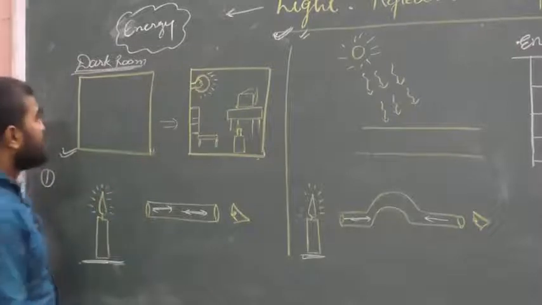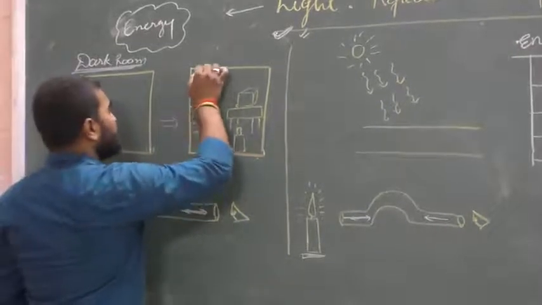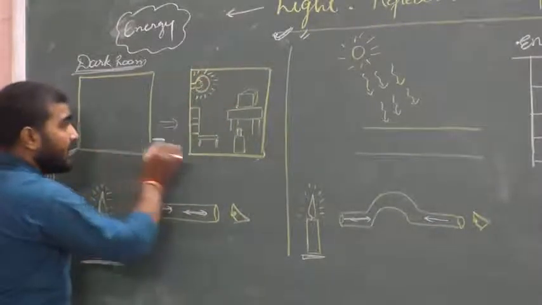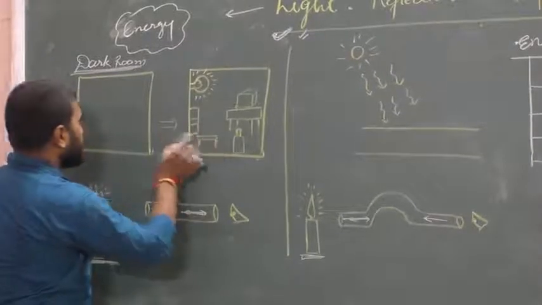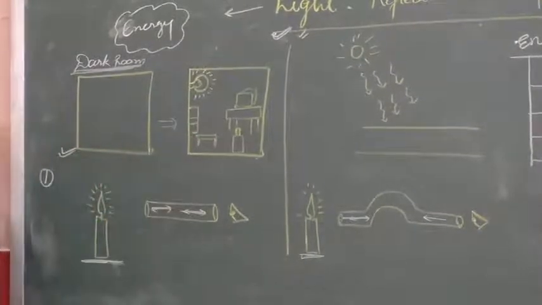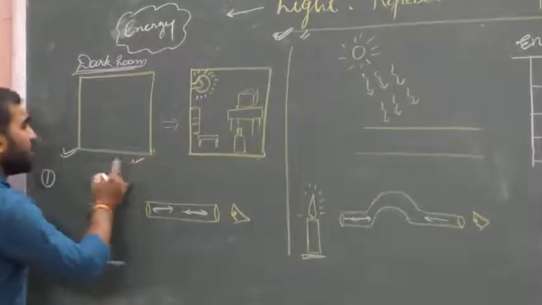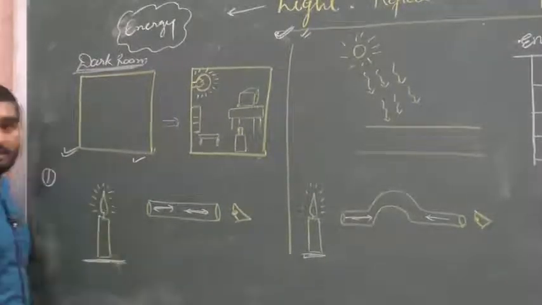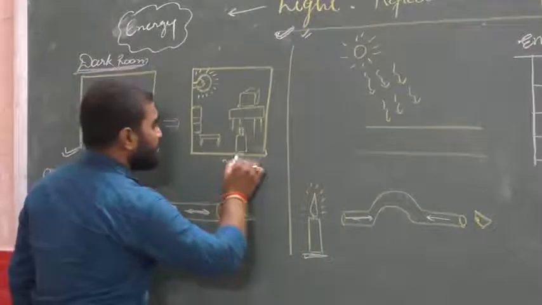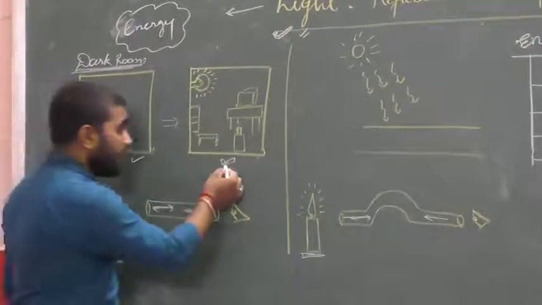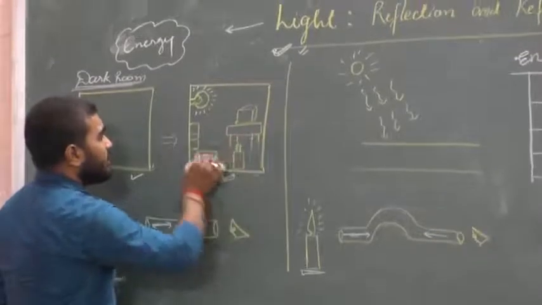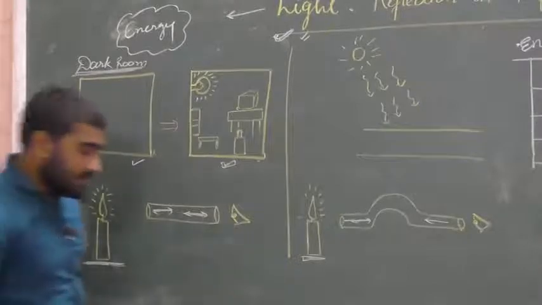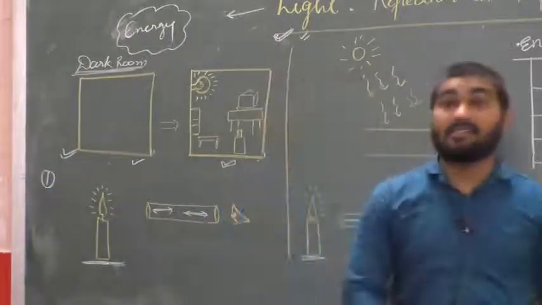But when we switch on the electric bulb of this room, then each and every object which is present in that room can be seen by us. What is the reason we can't see any object in a dark room? Because here light is absent, and in this case light is present. In the presence of light, we are able to see each and every object present in this room.